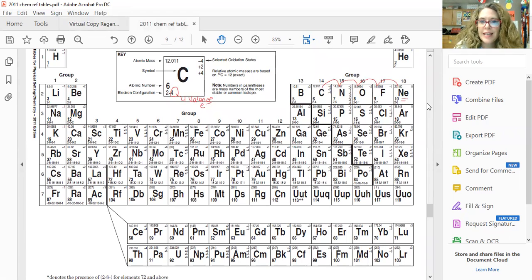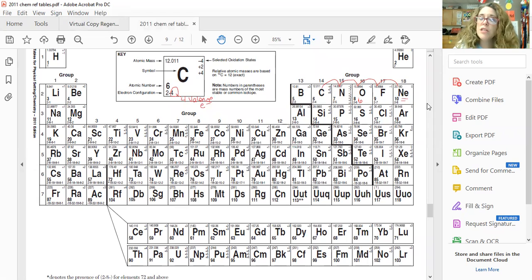So oxygen has 6 valence electrons. It needs 2 more to have a stable electron configuration, the same as neon, though it doesn't turn into neon. So oxygen needs to make 1, 2 bonds. Nitrogen has to make 1, 2, 3 bonds. Fluorine has to make 1 bond. Chlorine, 1 bond. Bromine, 1 bond.